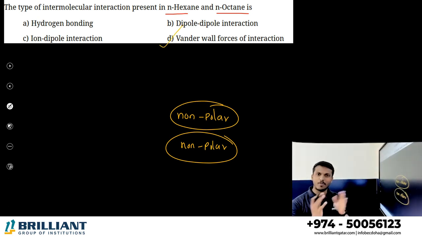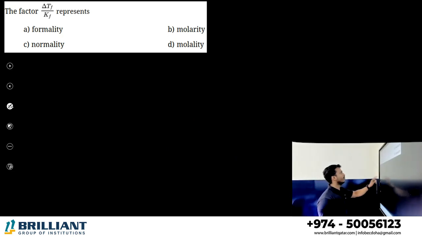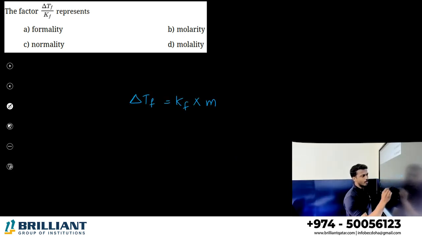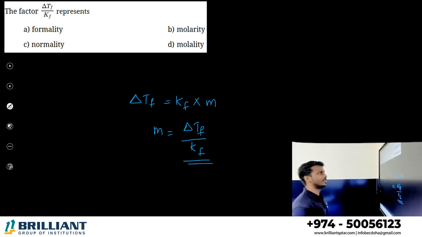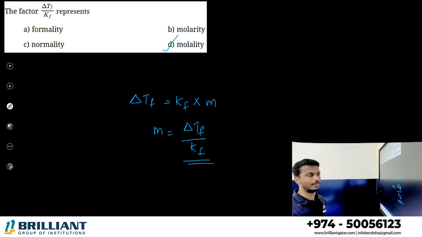Dipole-dipole interaction is between polar-polar molecules. Hydrogen bond, you know, and ion-dipole means at least one polar molecule is required. Here both are non-polar, that is van der Waals force. Next, what is the factor delta Tf divided by Kf represent? You know, delta Tf is equal to Kf into molality. So what is molality? That is our delta Tf divided by Kf. Right, delta Tf by Kf represent molality. Very careful, not molarity, molality.